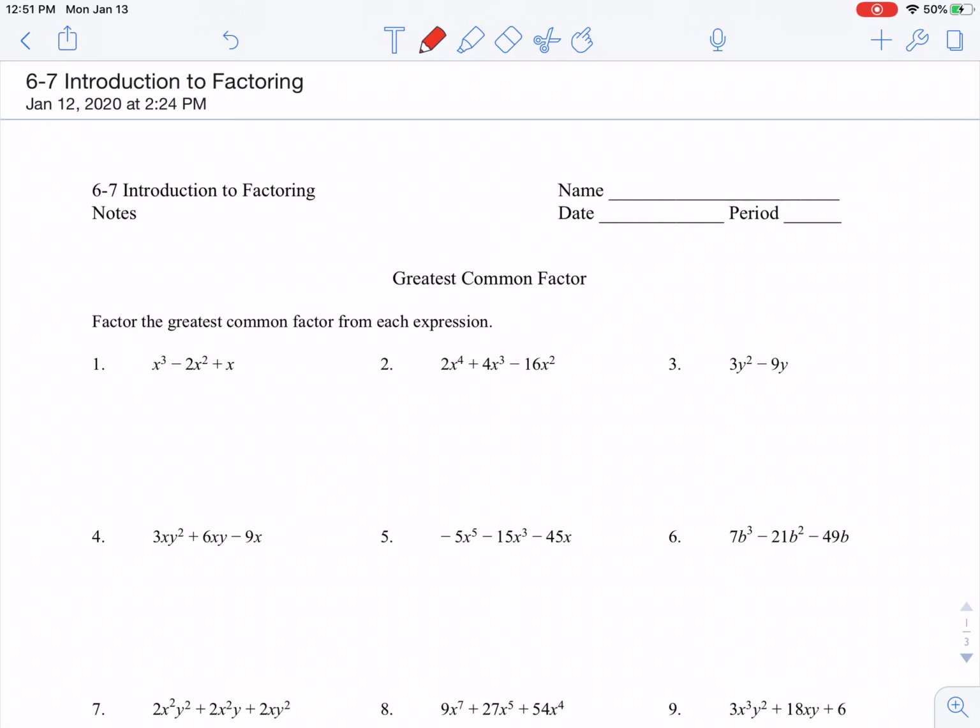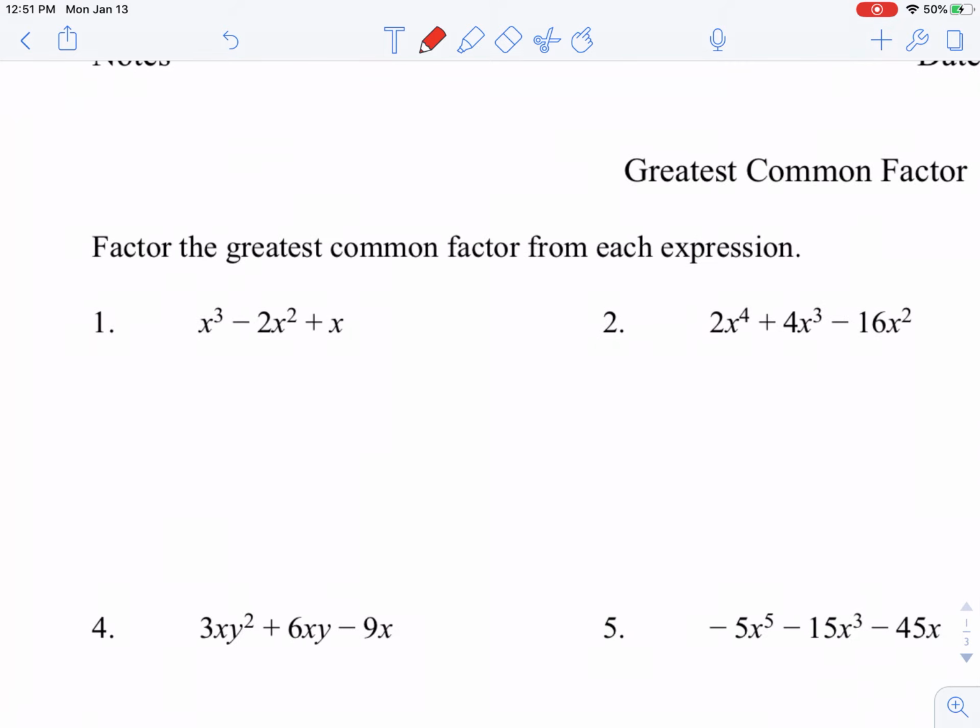Alrighty, so today we are talking about our introduction to factoring before we jump right into factoring tomorrow. And we're just going to do a little bit of review with some greatest common factor and factor pair stuff. So let's go ahead and get started. So this first question wants us to factor the greatest common factor from each expression.